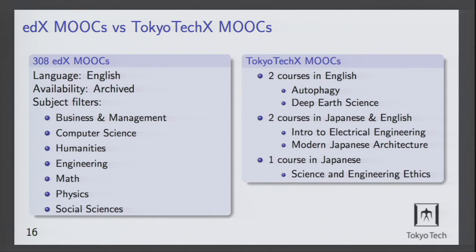In total, there are 5 Tokyo Tech MOOCs, 2 of which are courses in English, 2 courses are in both Japanese and English, and 1 course is in Japanese.